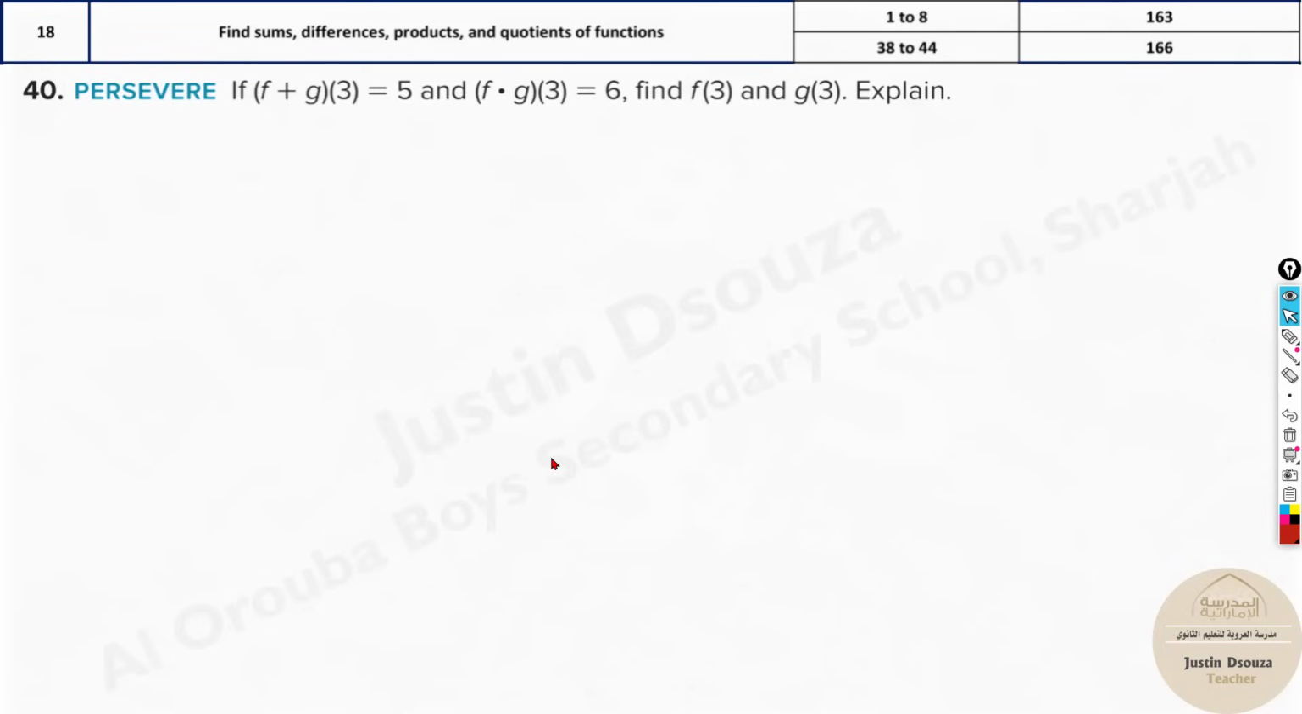And here they have asked you f of, okay, find these terms. Okay, this is interesting. Why? Because they have given us the answers and told us to find the functions.